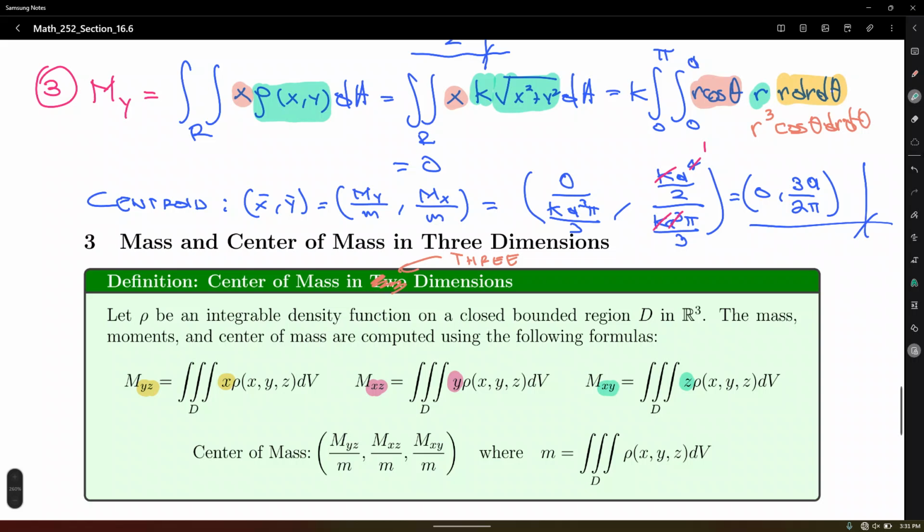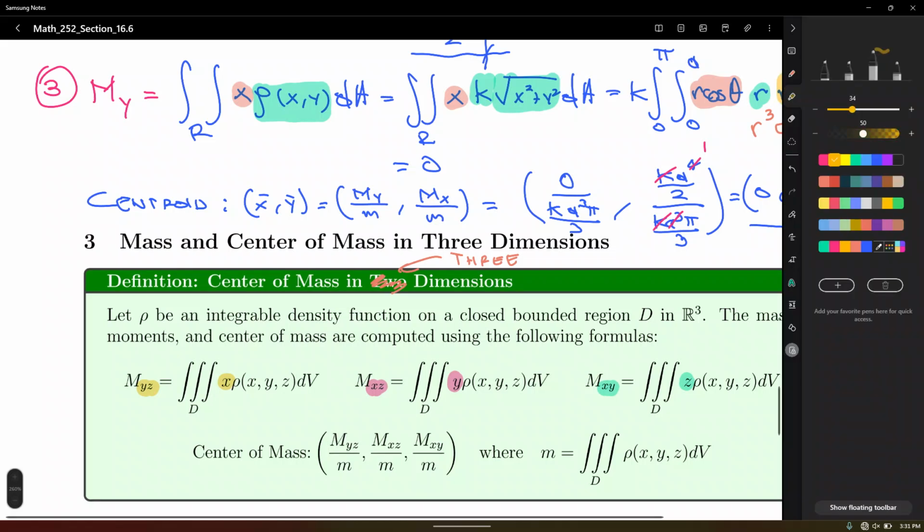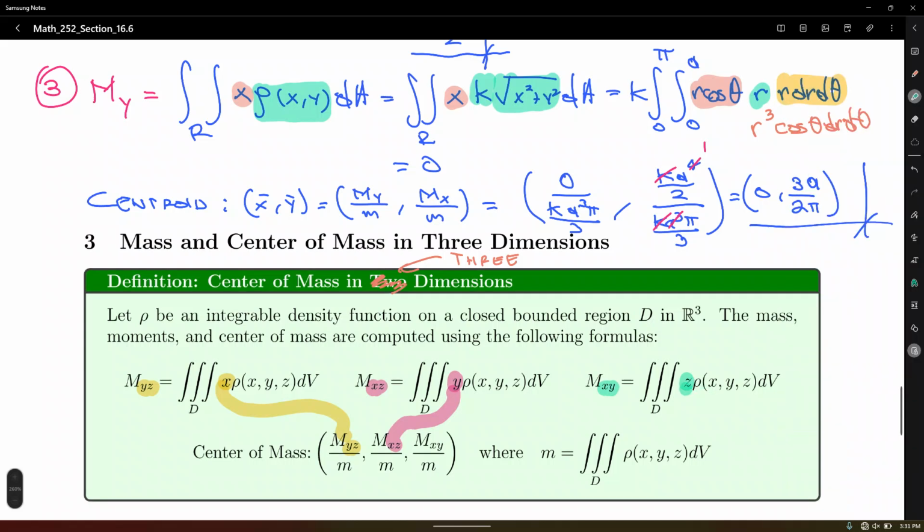Well, and again, look at this ordered triple. The ordered triple that would give us the center of mass in space would be the moment about yz, which again involves a distance x. All right, see how it involves a distance x. Divided by the mass, the moment about xz, which is the one that involves the y distance, right? And lastly, the z coordinate is the moment that involves the distance z, that is the moment about xy. Everything divided by the total mass.